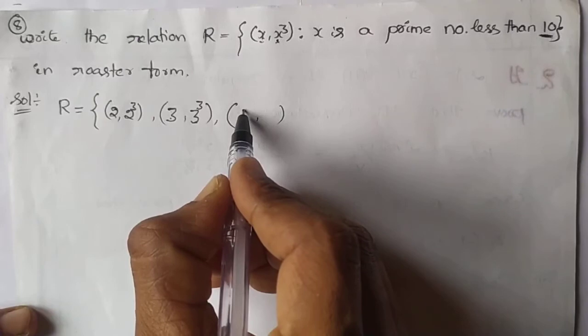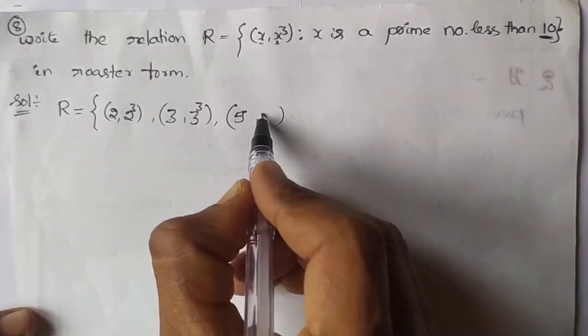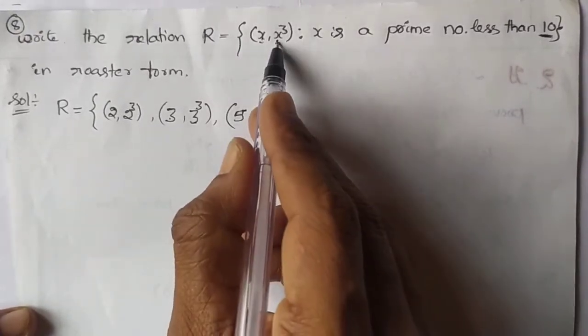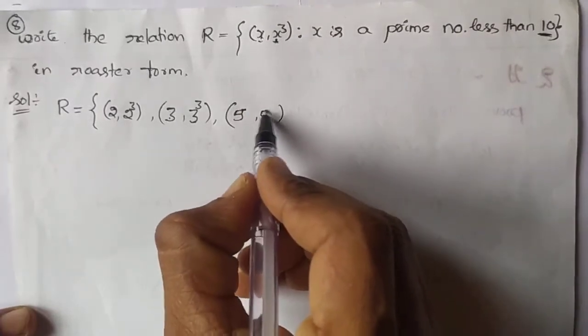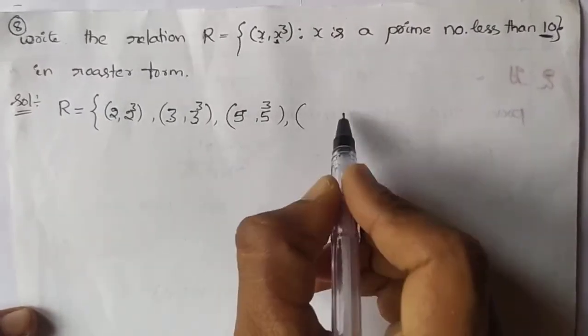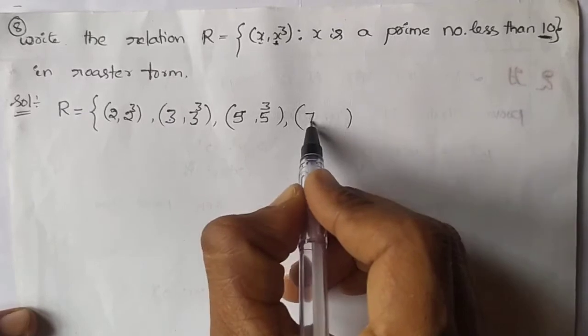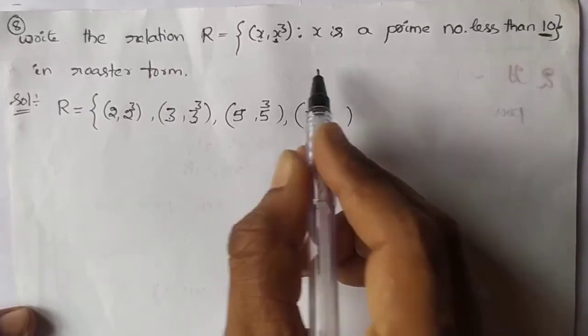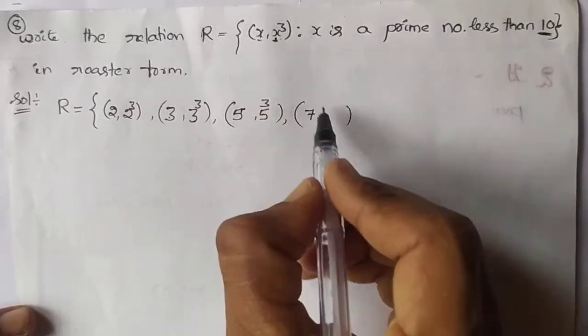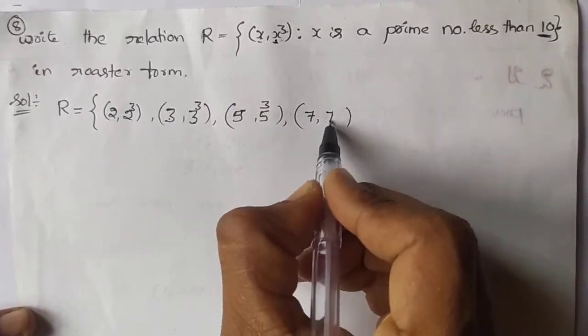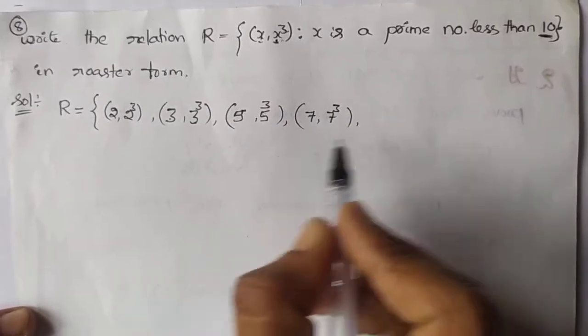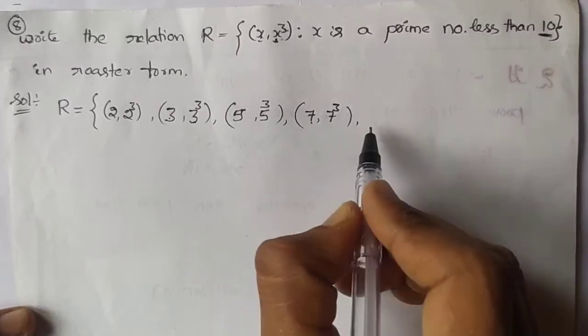Next prime number is 5. The second element is x cube, that is 5 cube. Okay. Next, 7. The second element is x cube, that is 7 cube. Okay. Now, after the 7, which is the prime number?